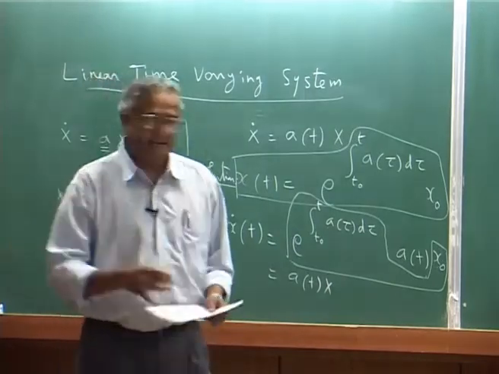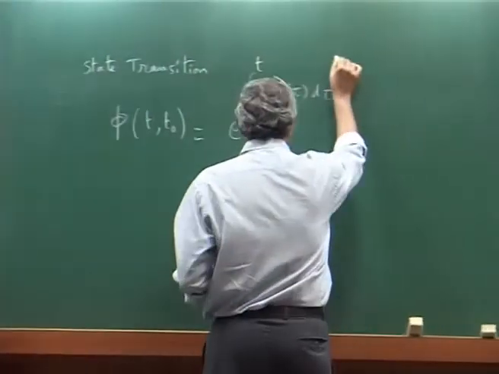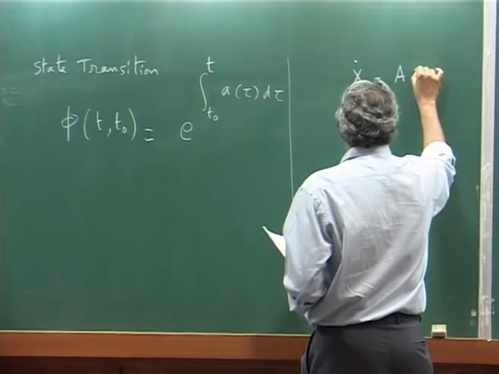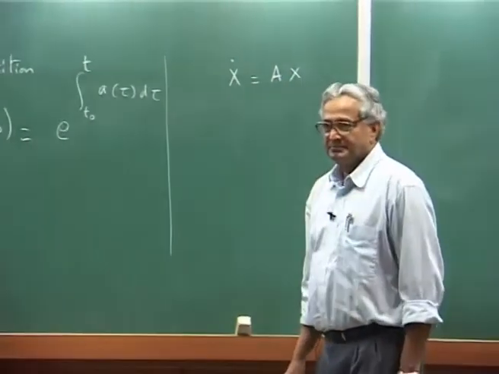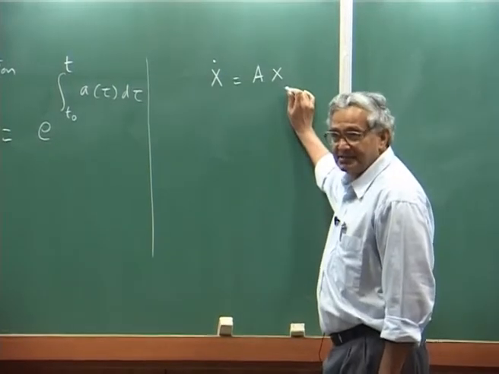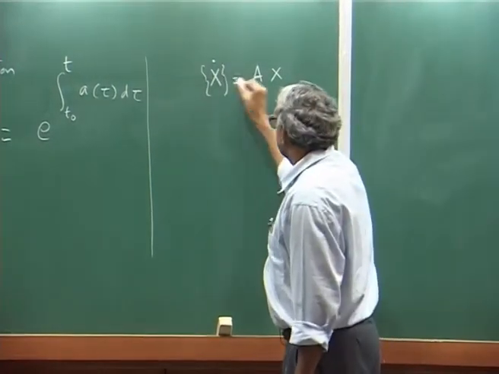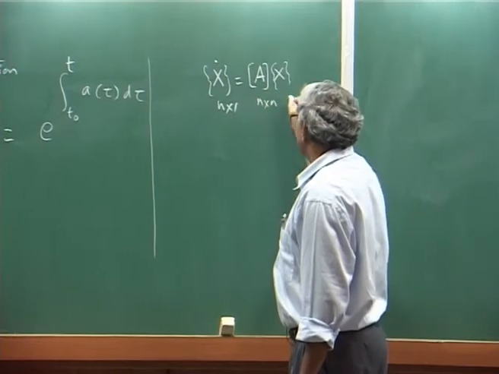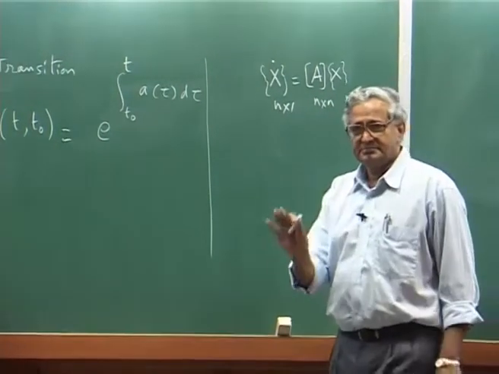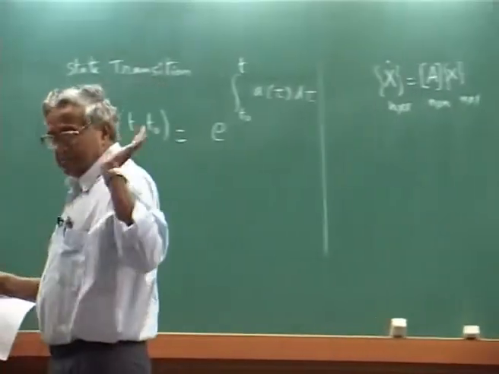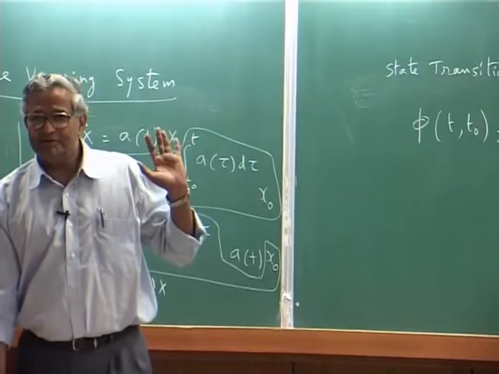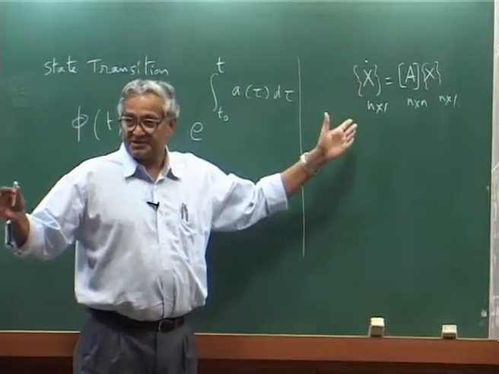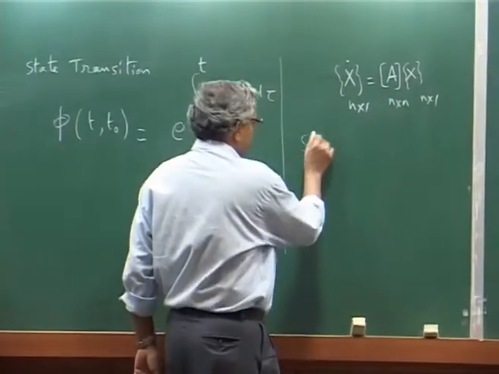Why we have to go for matrix formulation is, I am writing now, you take x dot is A x. Please note, this can be n by 1. This you must have studied. This is called the state space representation or a first order representation. This is basically called state space.